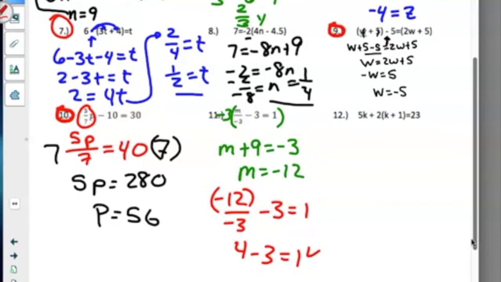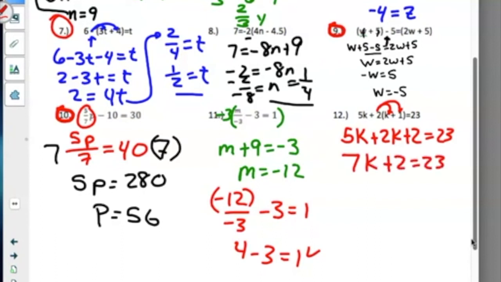See what happens. Do the distribution, do the combining like terms, see what's going on. So you got 5k plus 2k plus 2, because I distributed here, equal 23. This is 7k plus 2 is equal to 23. I'm going to subtract 2. 7k is equal to 21, and I find out that k is 3.